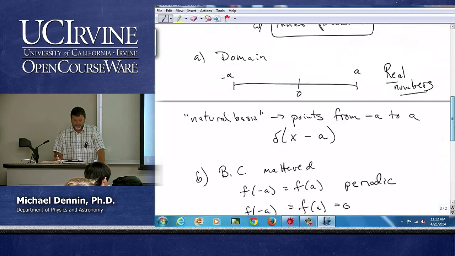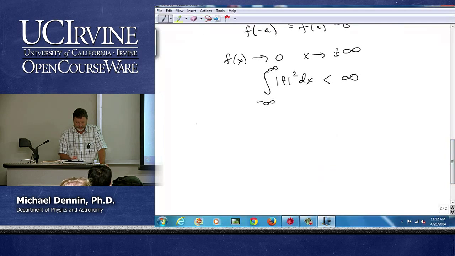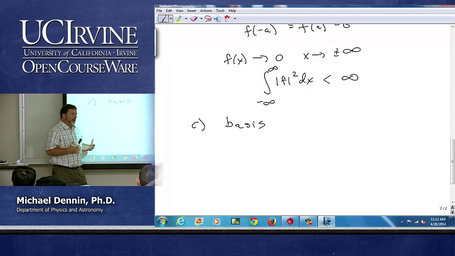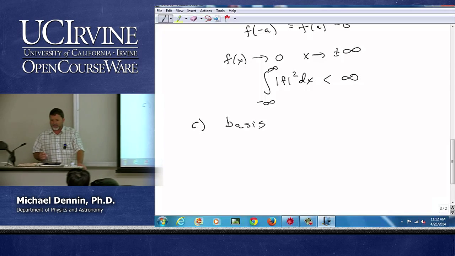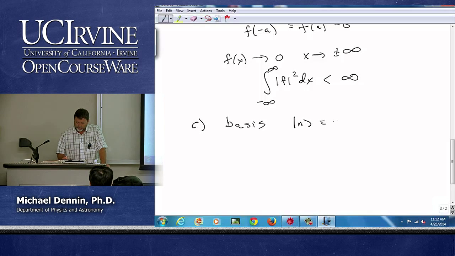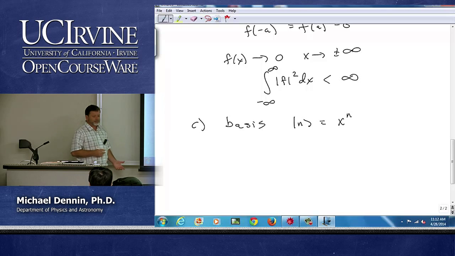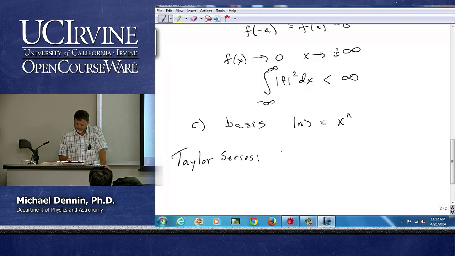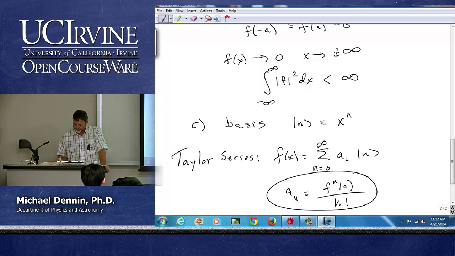Now, the domain, the boundary conditions. The next piece we're going to want to talk about is a basis. So I've done this twice already, but let's do it again. We have a basis. We call that basis n, which are the polynomials x to the n. We know we can write any function using our Taylor series. Well, not any function, but almost any function, where a sub n is defined to be the nth derivative evaluated at 0 over n factorial.